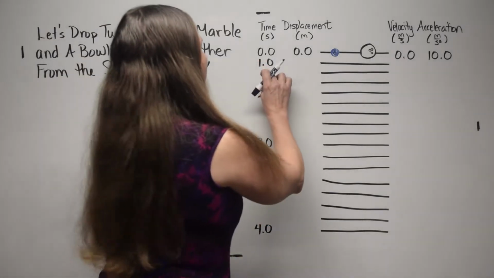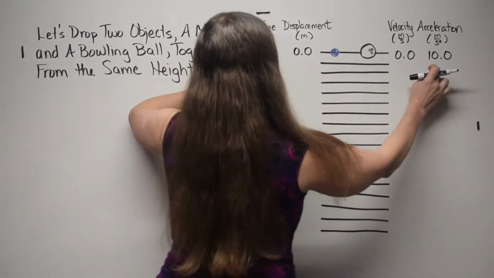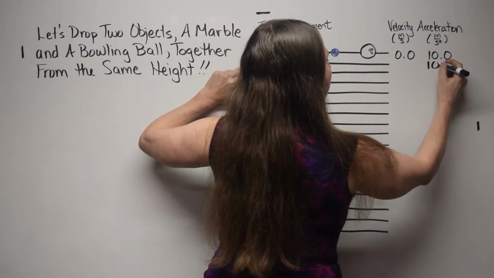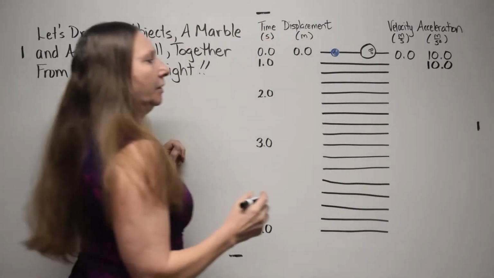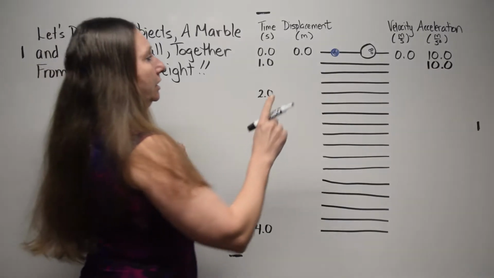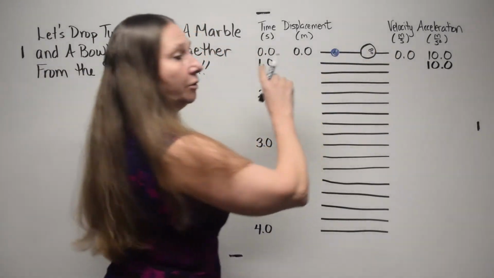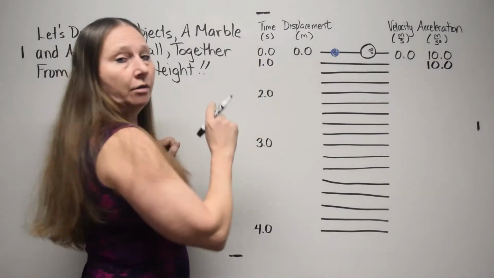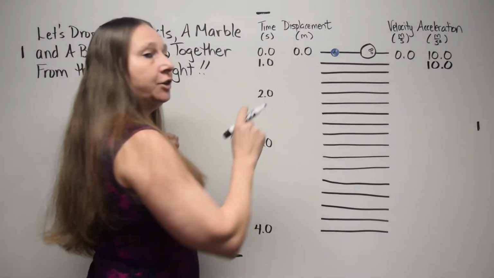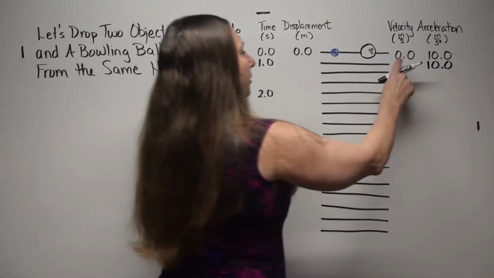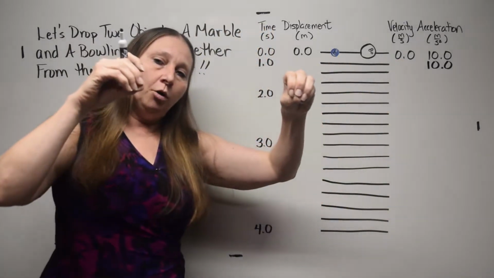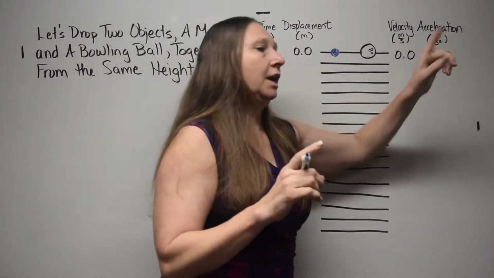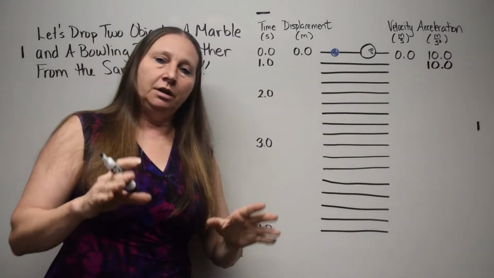All right, so after 1 second, what's the acceleration of the marble and the bowling ball? After 1 second, it's still 10. Actually, I apologize. Let's take a look at the 0 mark first. At 0, the time is 0, the displacement is 0, the velocity is 0. I'm holding them both. They're not moving. The velocity is 0, but the acceleration is still 10.